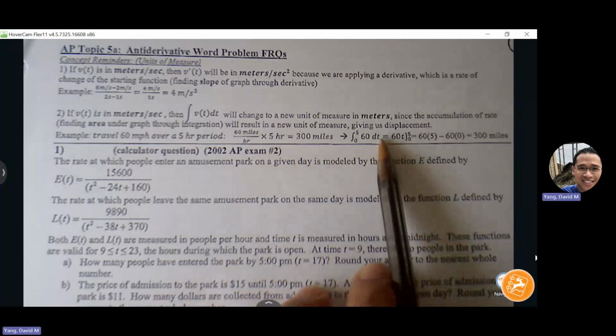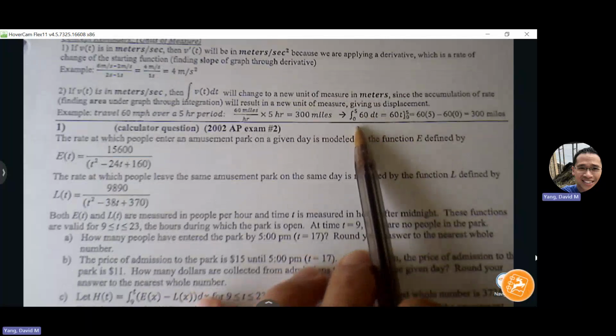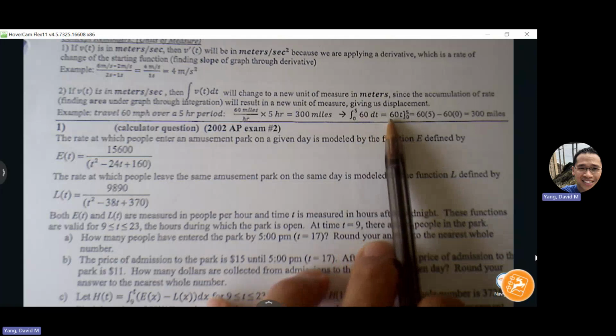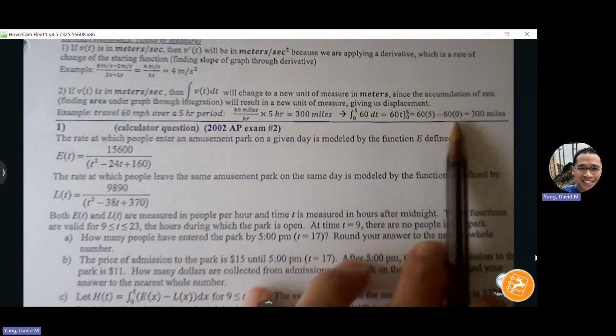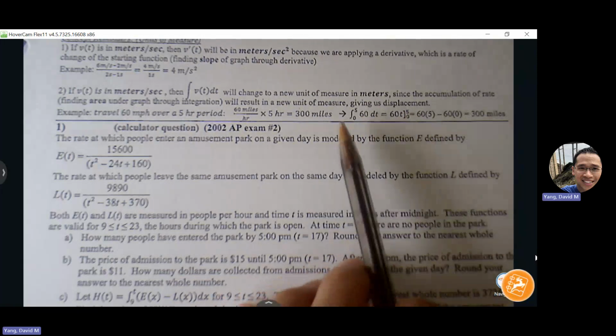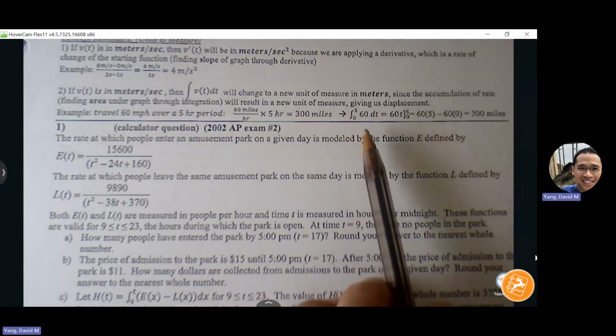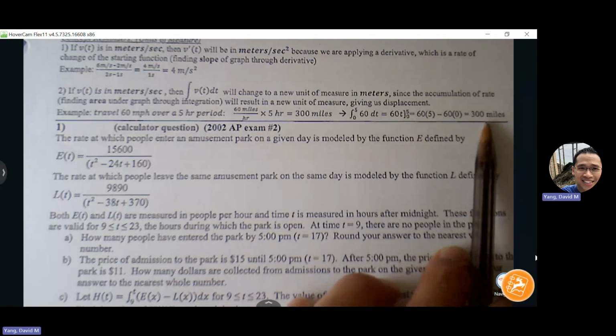If we were to make this a calculus problem, though it doesn't need calculus, you would say the integral of 60, if 60 is your velocity. If you're accumulating that velocity, 60 becomes 60t. You plug in your upper and lower bound, you get 300, and the displacement over the change of this 5-hour period will still get you the same answer.